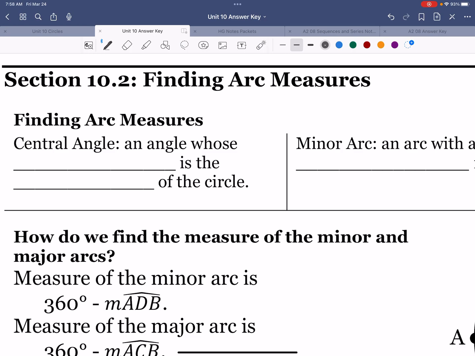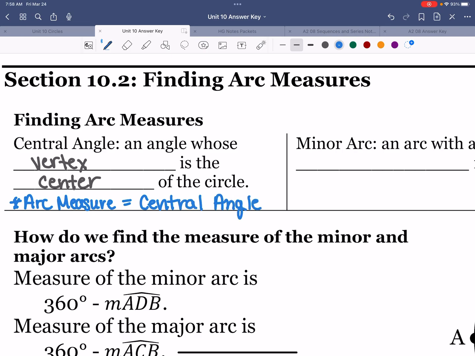A central angle is an angle whose vertex is the center of the circle. Now, when I'm trying to find arc measure, I need to know that my arc measure itself will equal the central angle measure. So arc measure will always equal the central angle.